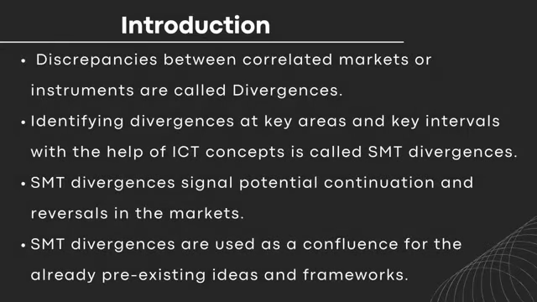So let's start. First of all, we have to be familiar with what a divergence actually is, right? So, discrepancies or change in structure between correlated markets and instruments are called divergences, right? A divergence is basically when there is a difference and discrepancy in market structure and order flow between two closely correlated assets. This is what we call a divergence, right? Now, when we are actively identifying these divergences and these discrepancies and variations at key levels and intervals, then that means we are using SMT divergences.